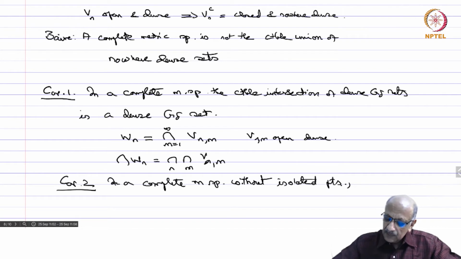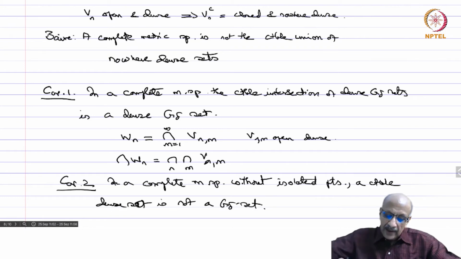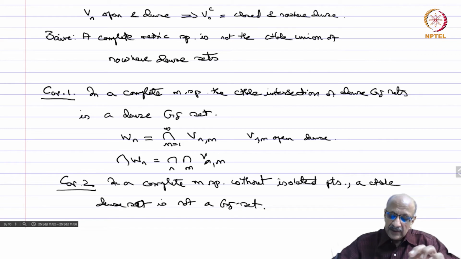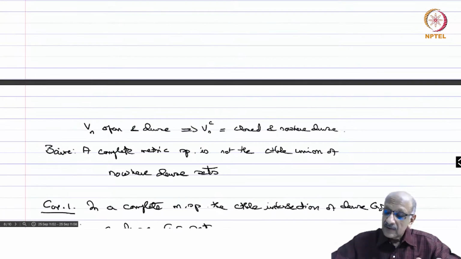So in a complete metric space without isolated points, a countable dense set is not a G delta set. When I say in such a metric space without isolated points, when I say dense G delta, that means the set is automatically uncountable. So that is how this corollary is going to be used. Namely, if you have a complete metric space without isolated points and you have a dense G delta, then it is automatically uncountable. Okay, so there are lots of points where something happens.